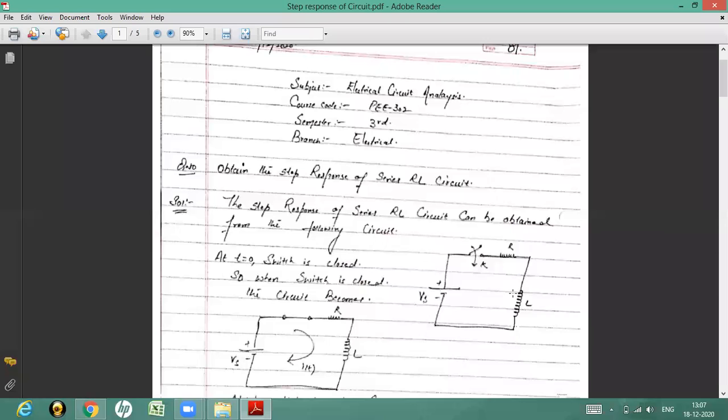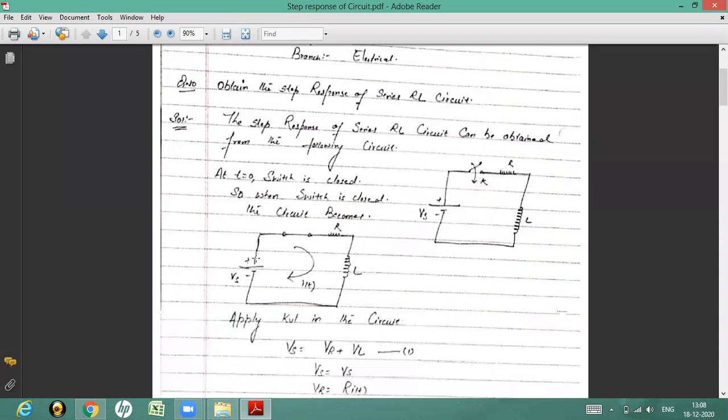Now in this circuit the condition is already given to you, or from the switch's condition you can see that at t equal to 0 the switch is closed. So when t is equal to 0 the switch is closed, the circuit will become like this. And if you see this circuit, that is a voltage source, a switch is closed, we have a resistor R, we have inductor L. And since this circuit will be complete and closed, we can apply the KVL.